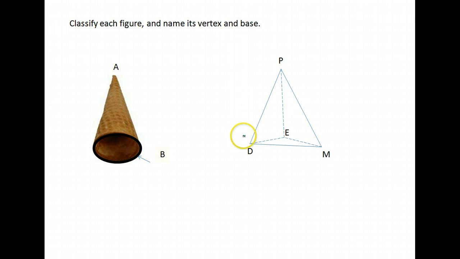All right, classify each one, then name its vertex and its base. So to have a vertex and a base, you would have to be a cone or a pyramid. All right, so what are these? What is each of these?